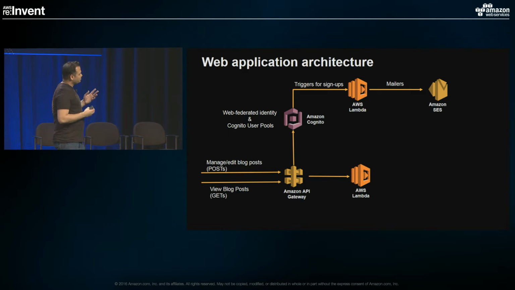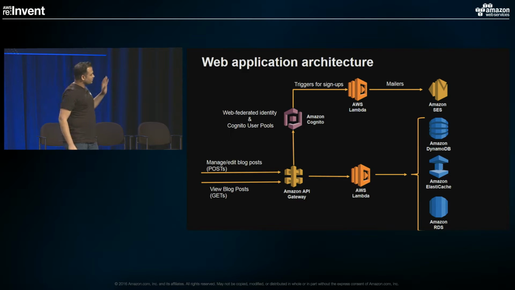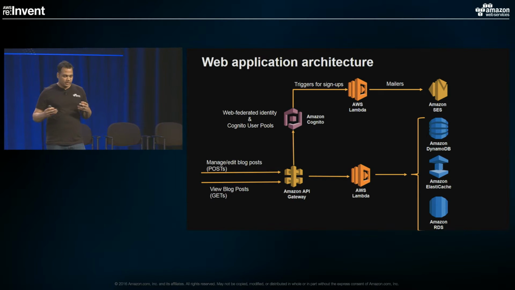Here's a construct of a typical web application architecture. So in this example, I have a simple blog site. As you can see, Amazon API Gateway is your front end. That's where the users are going to be connecting. There will be users connecting to your website to view the blogs. And there will be users trying to get access to your blog site. They're creating a new account.